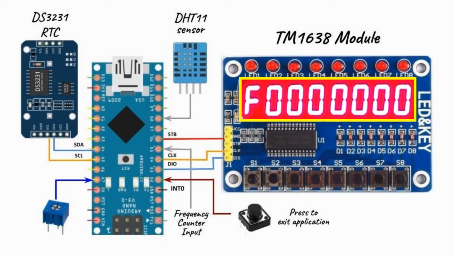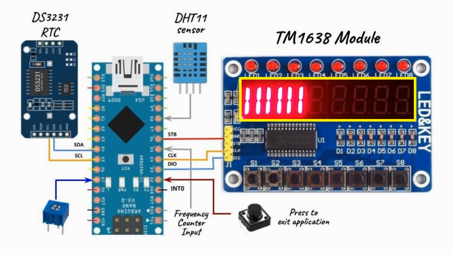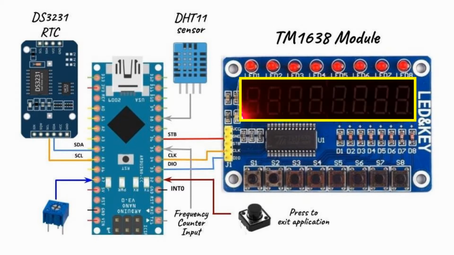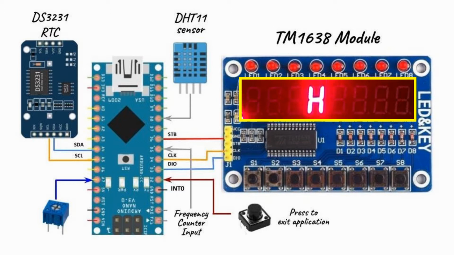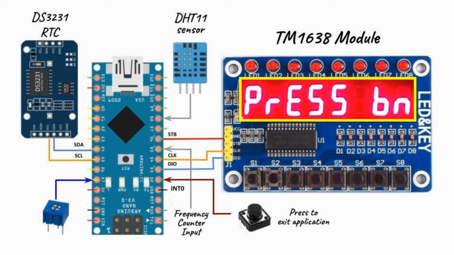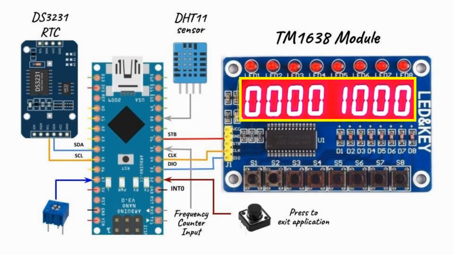S5 will give us the bar graph display. S6 will give us the scrolling text, and S7 will give us the 8-bit binary count. At each running application, pressing the exit button will cause an interrupt, forcing the application to exit and go to the main menu.